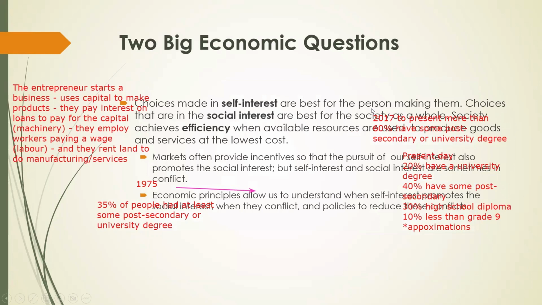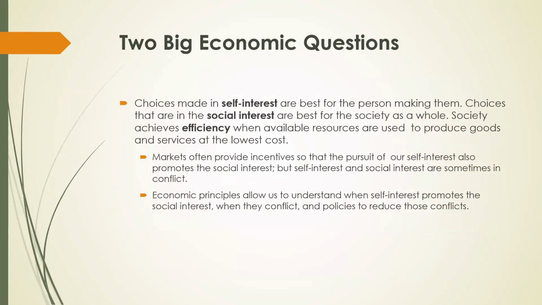So two big economics questions. Choices made in self-interest are best for the person making them. Choices that are in the social interest are best for society as a whole. Society achieves efficiency when available resources are used to produce goods and services at the lowest cost. Incentives are very important because they allow for self-interest, but sometimes self-interest and social interest are in conflict.